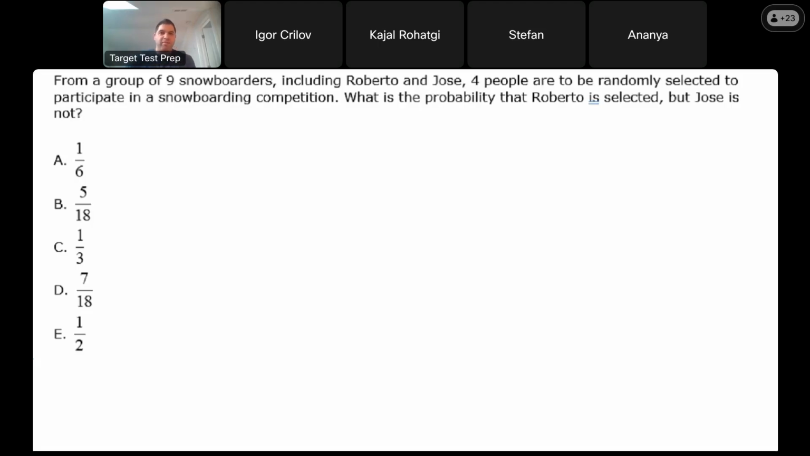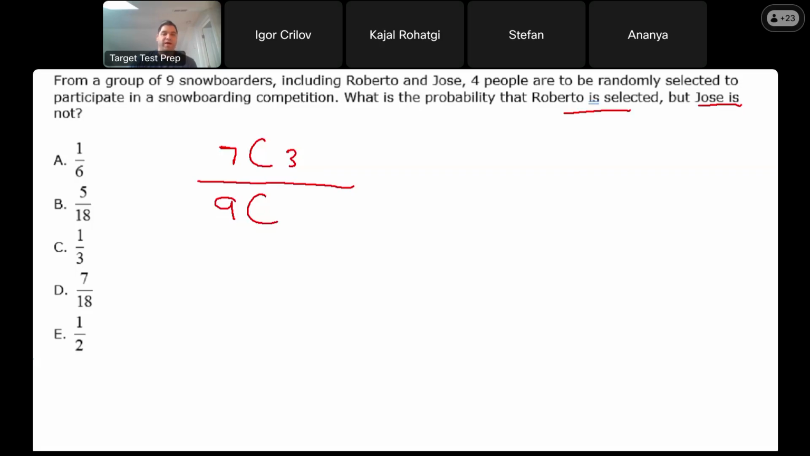Right, so hopefully you guys are doing the same thing here. What's the probability that Roberto is selected, but Jose is not? Well, that means that they are accounted for, right? So instead of there being 9 snowboarders in the favorable outcomes, we're talking about 7 snowboarders, right? And Jose is not selected. Roberto is selected. So there's 3 people left to now be selected. The total outcomes, of course, or the total number of people is still 9.